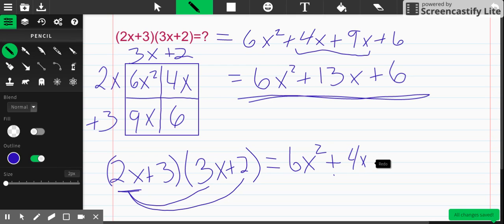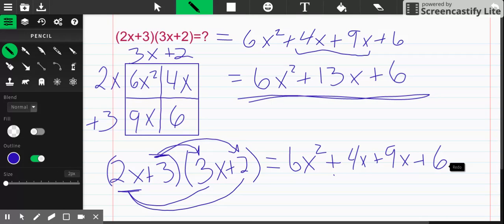Then I'm going to take this expression, 3, and I'm going to multiply it times this one right there, and that gives me a positive 9x. Then I'm going to take my 3 again, and I'm going to multiply it times the last one, and I get plus 6. So already you can tell that this one right here looks the same as this one right here.